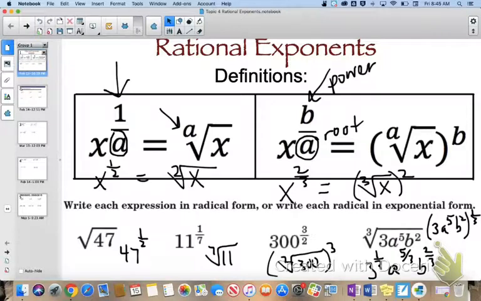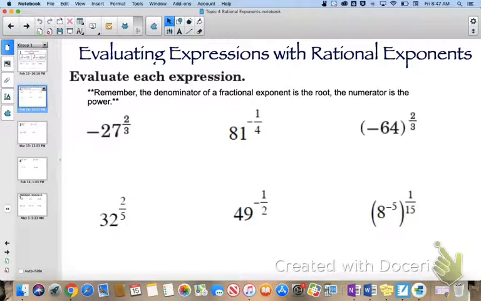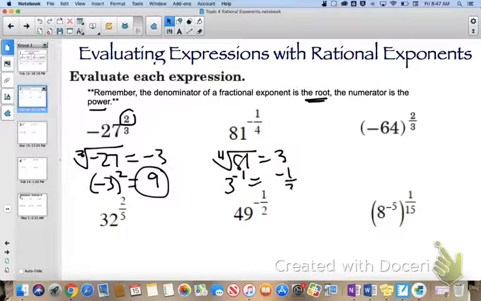Okay, so that's a little intro. So now let's start practicing some actual forms. Okay, so negative 27 to the 2/3. Like I said, when you do these, I want you to do the root first and then the power. So here you start out with the cube root of negative 27 is negative 3, and then we square that. So negative 3 squared is 9. All right, 81 to the negative 1/4. We're first going to do the 4th root of 81, which is 3. And then 3 to the negative first power is 1/3. Okay, remember, a negative power puts it in the denominator.